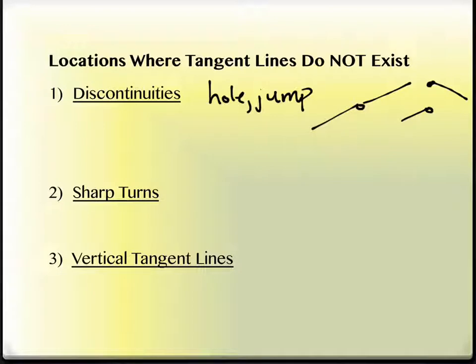Sharp turns don't happen all that frequently, at least in most of the functions we deal with. But if you have something that looks like this, you've got a problem, because the slope on one side looks like this, and the slope on the other side looks like that. So what happens in between? What do you do? That slope doesn't exist. And the last one, again, also doesn't happen.